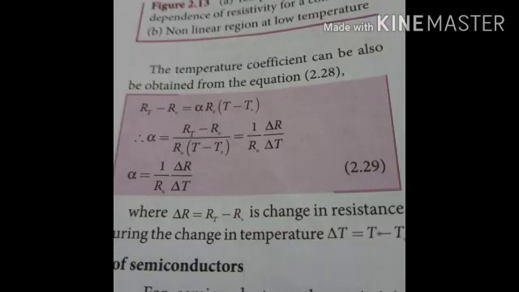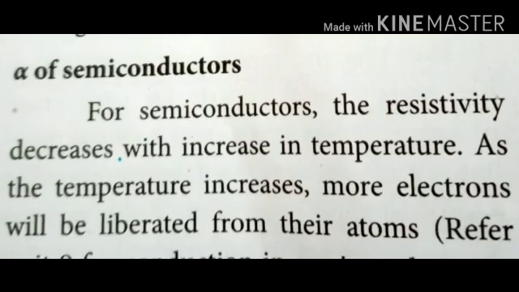Next, temperature coefficient of resistance. So alpha is equal to 1 by R naught into del R by del T. Del R is the change in resistance during the change in temperature del T. And this value is negative for the semiconductor. For the semiconductor, the resistivity decreases with increase in temperature. As the temperature increases, more electrons will be liberated from the atom.